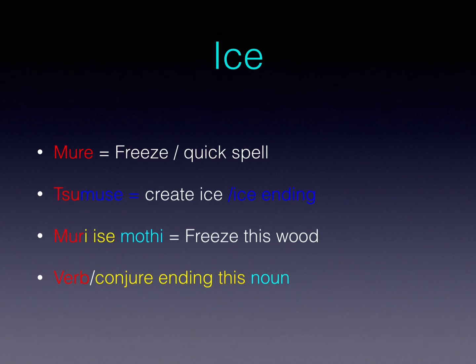And this goes with before, because it's mothi, it's a conjuration noun. Ise would go before it, and then mure would be changed to a conjuration ending for muri. So now it's muri ise mothi, freeze this wood.